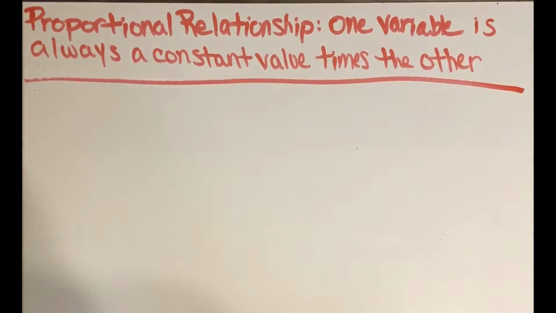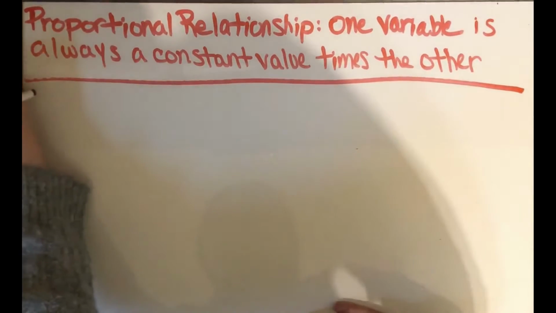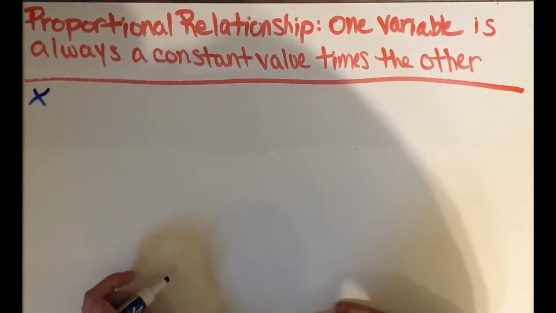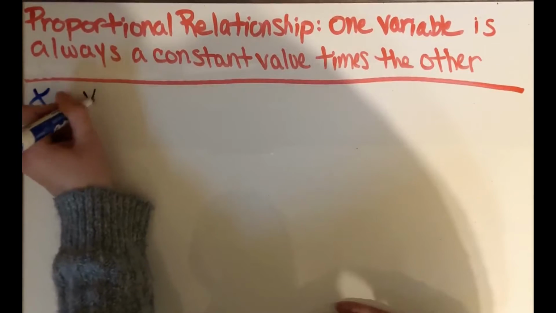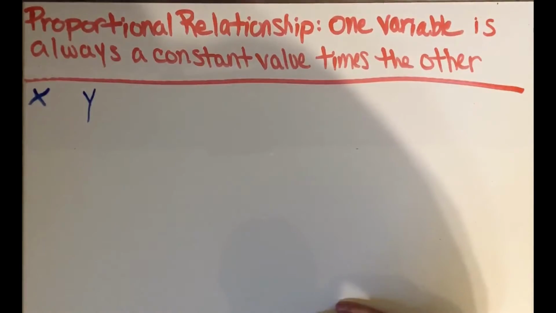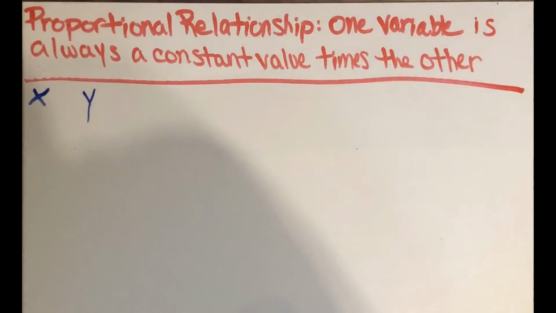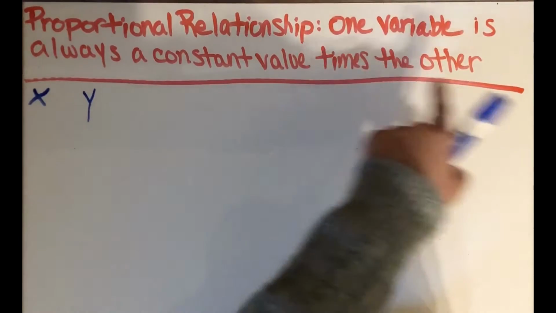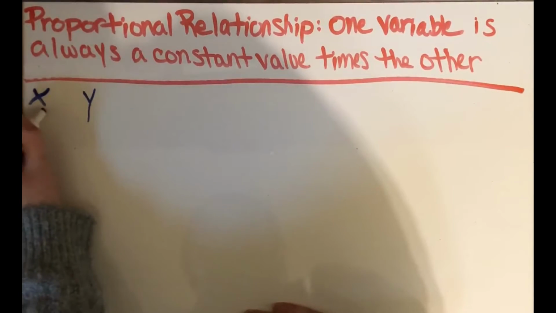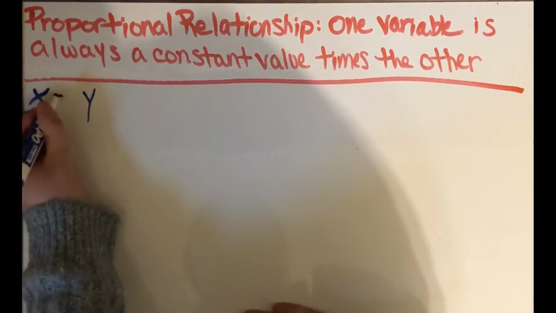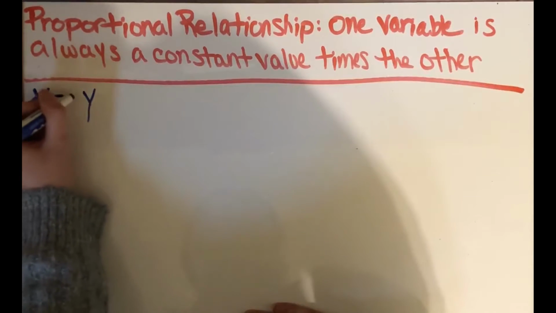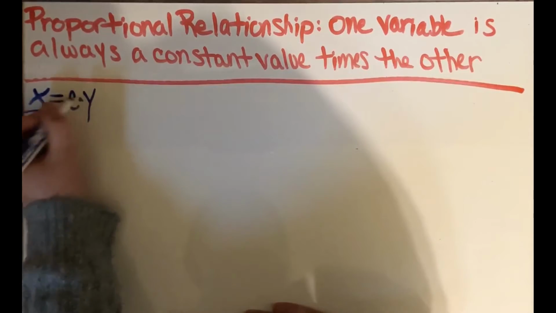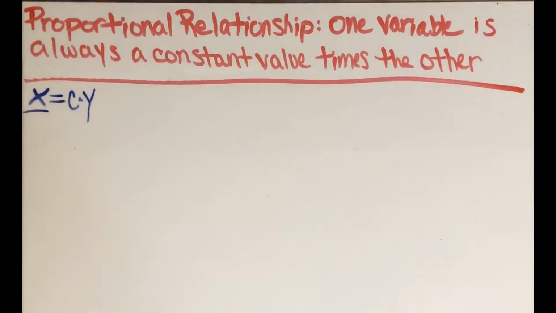All right, so what does this mean? Say we have one variable x, and we want it proportional to y. What do we do to y or to x to make a proportional relationship? We have a constant value times the other variable. So if this is the variable that we have in mind, it's going to equal a constant value c times the variable y. Now we have a proportional relationship.